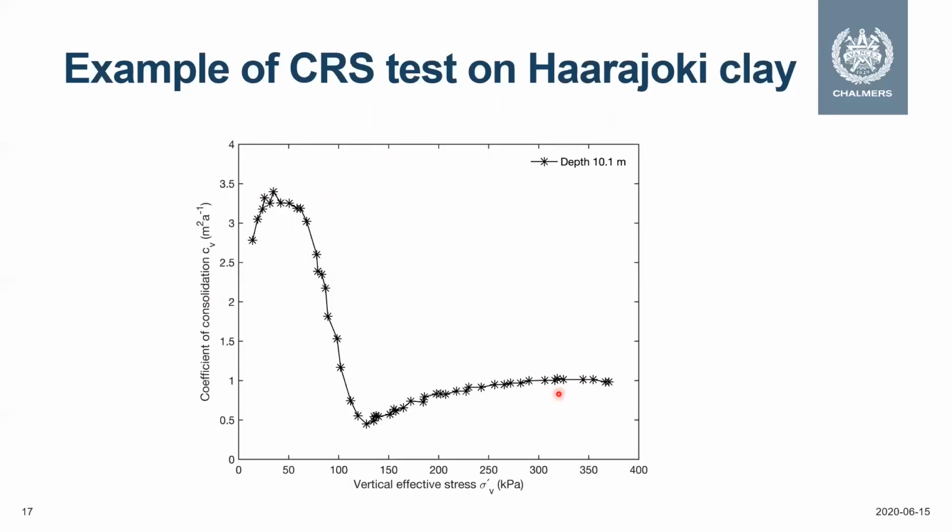But here, of course, the difficulty is again that there is a huge difference in the CV value between the over-consolidated region and the normally consolidated region. So it is very important how well you are describing the pre-consolidation pressure of your soil.